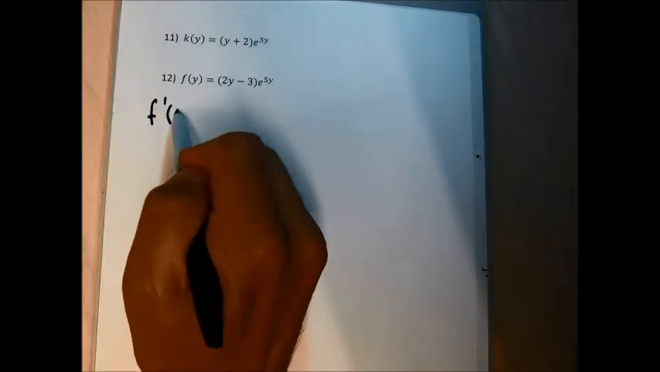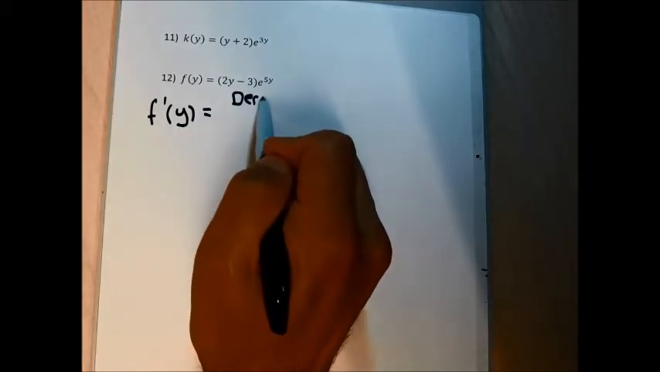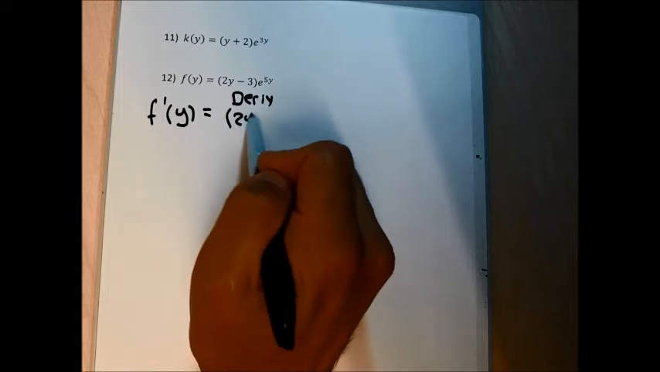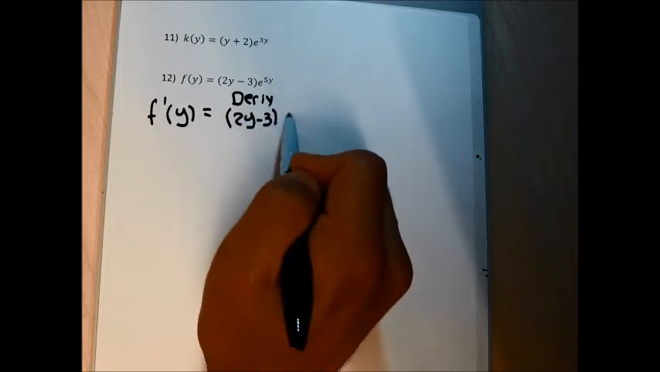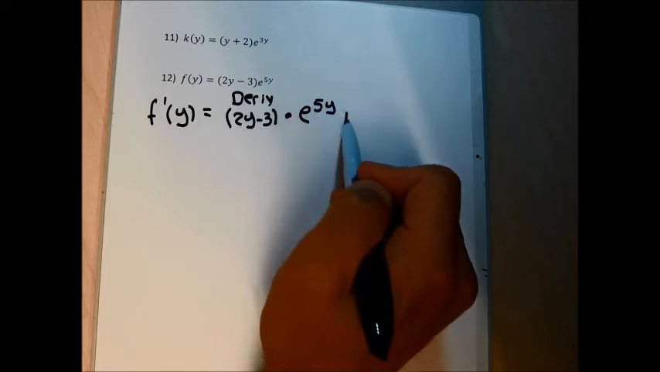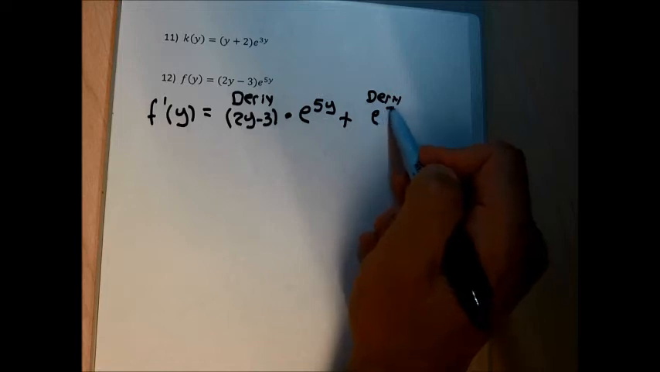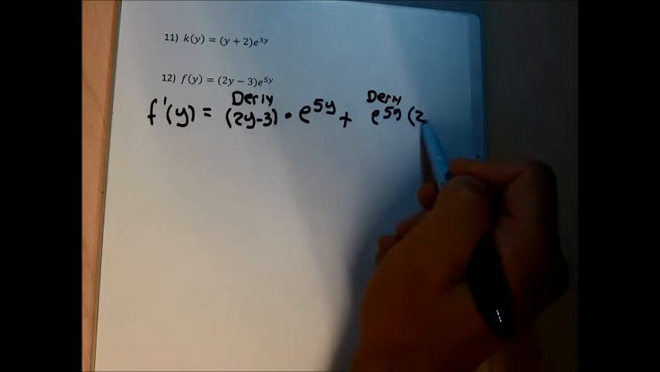So hopefully you're pausing the video and doing your odd numbered problems. For 12, I'm going to use the product rule. So first I'm going to do the derivative of 2y minus 3. I'm going to multiply that by e to the 5y. And then plus the derivative of e to the 5y times 2y minus 3.